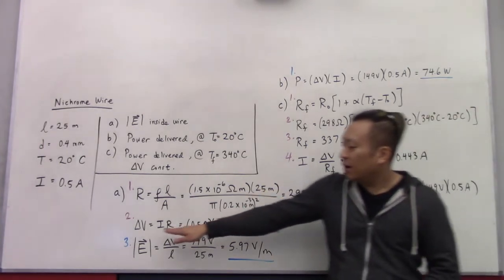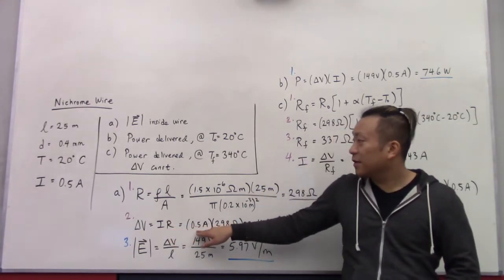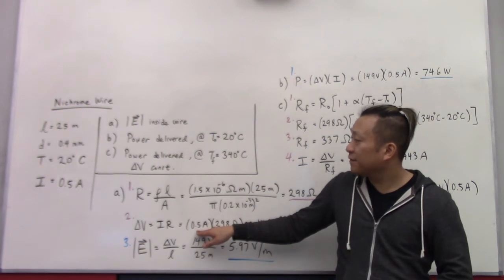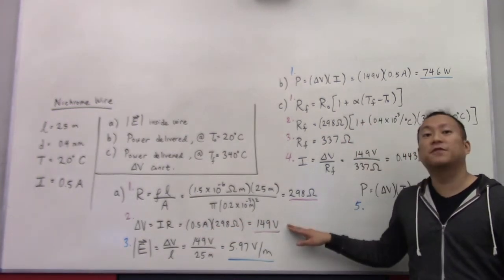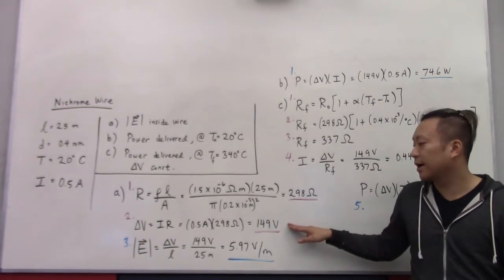We use Ohm's law, V equals IR, and we know that the current was 0.5, because that was given to us, times the resistance that we got. So this is how much voltage is applied to the wire.